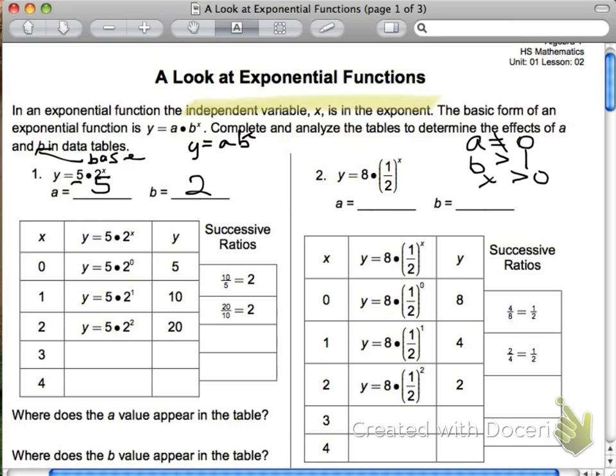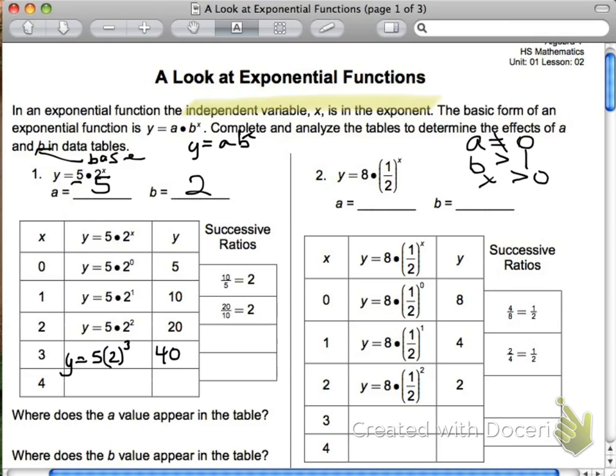Then I take 2 to the second power, I get 4. 4 times 5 is 20. What is my next one going to be? Y equals 5 times 2 to the third power. 2 to the third power is 8. 8 times 5 is 40.